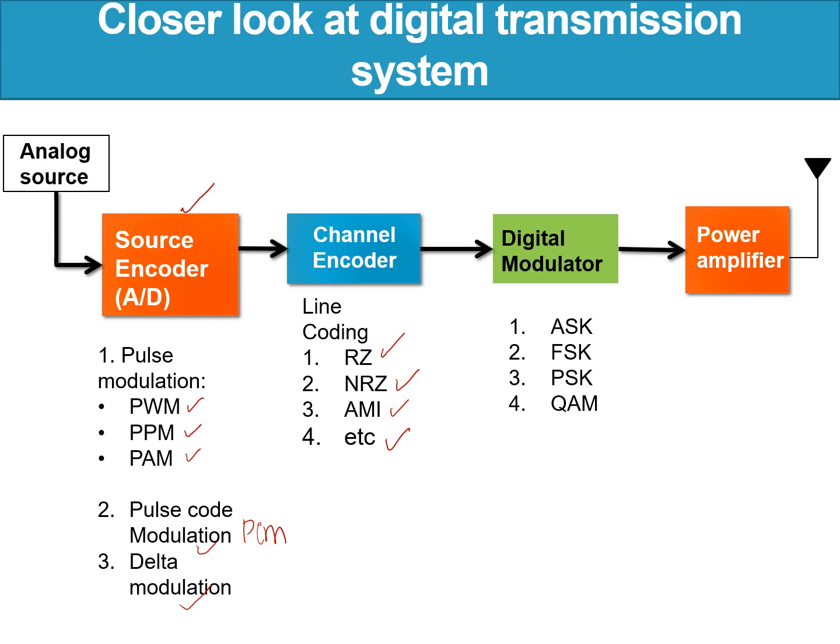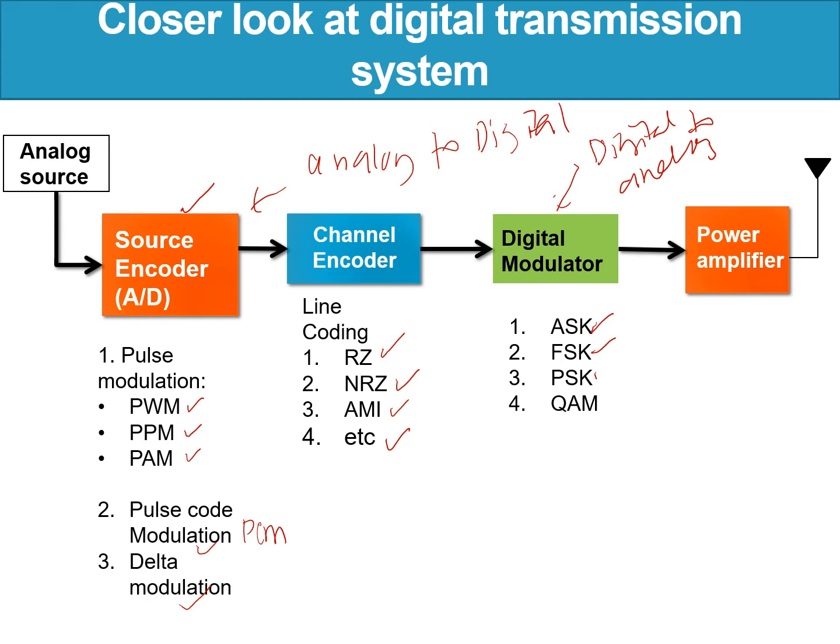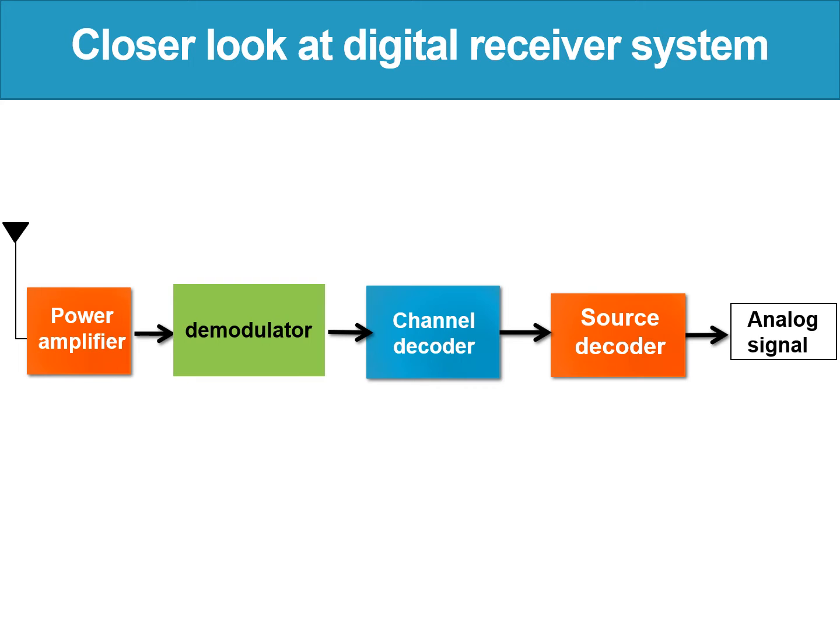Next, the ADC is to convert from analog to digital, but the digital modulator is to convert from digital to analog signal. So we have ASK, amplitude shift keying, FSK, frequency shift keying, PSK, phase shift keying, and QAM. So here is the receiver system.